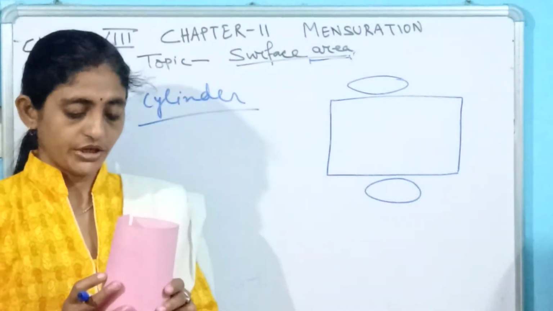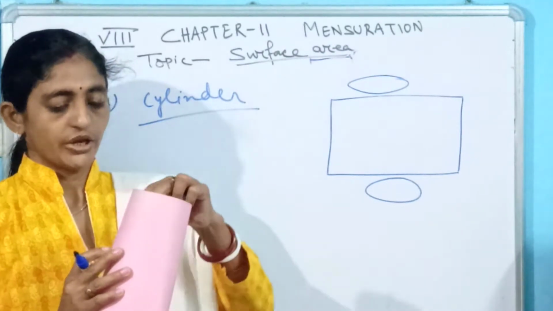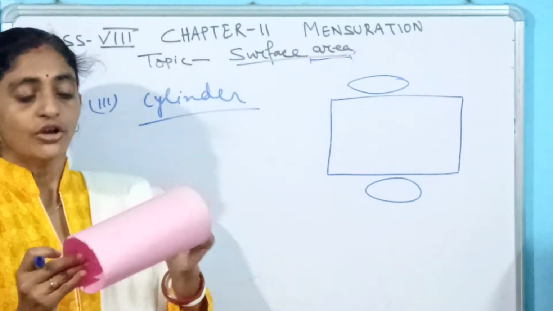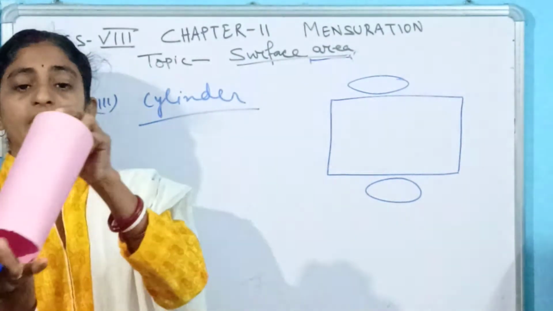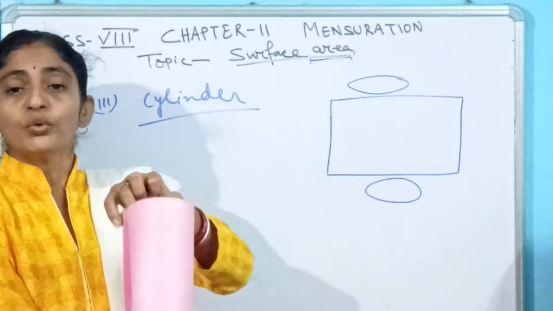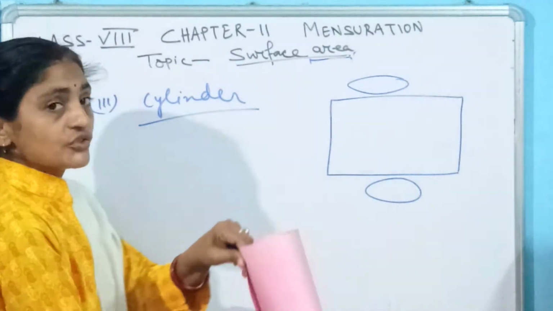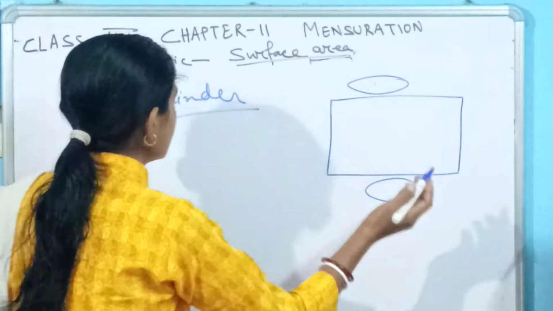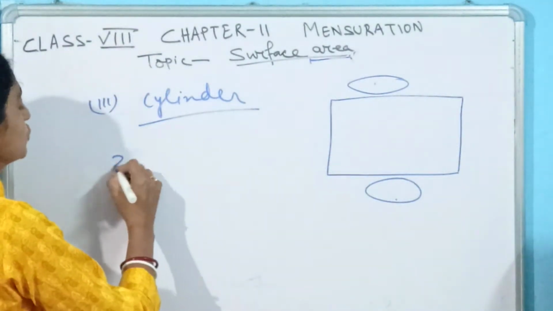In the case of a cylinder, let's imagine a cylindrical shape. How many faces does it have? If you consider this the base and this the top, then in the base and top you have circles. Top and base will be 2 circles, so you can mark 2 circles. For the surface area of a cylinder, first we will take two circles.